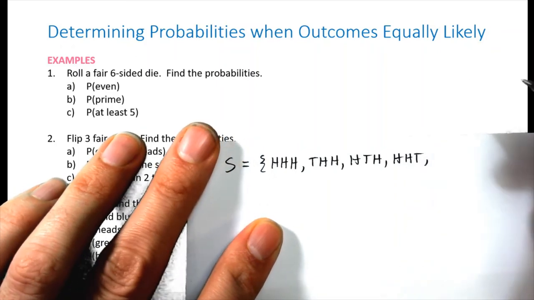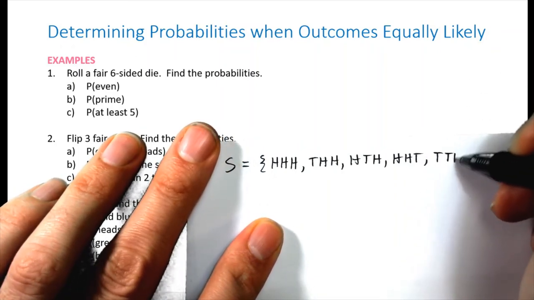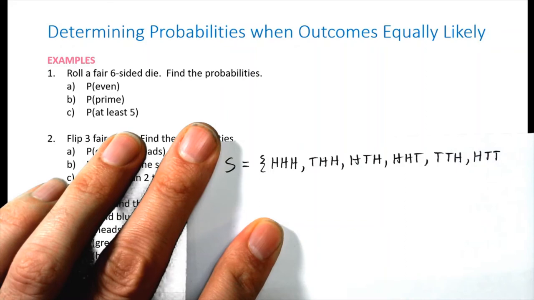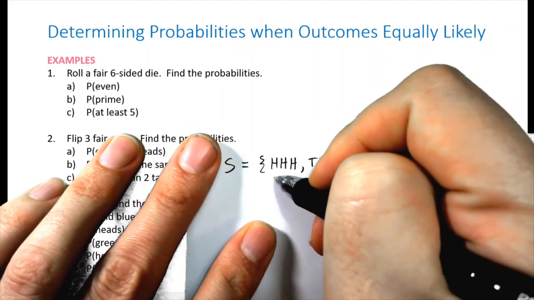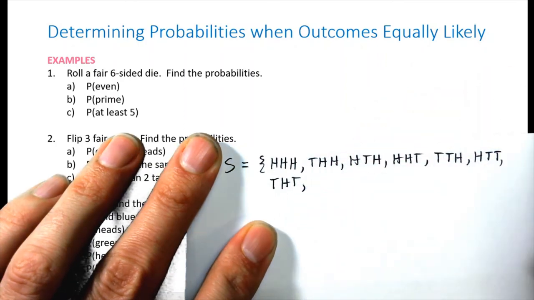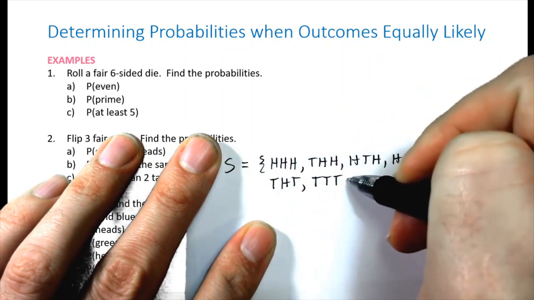I could get tails, tails, heads. I could get heads, tails, tails. I'm going to run out of space here. I could get tails, heads, tails, or I could get tails, tails, tails.